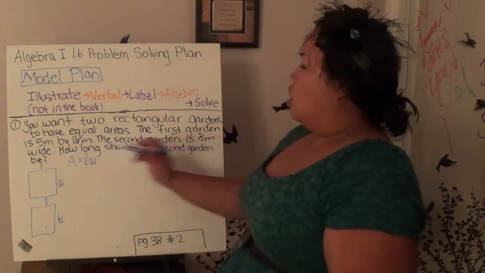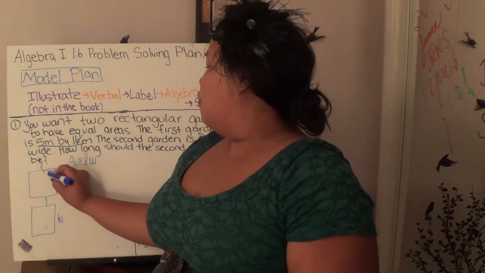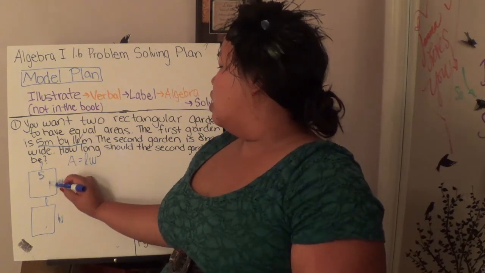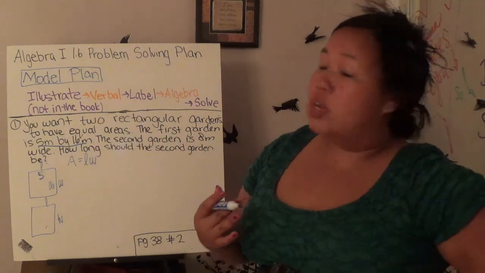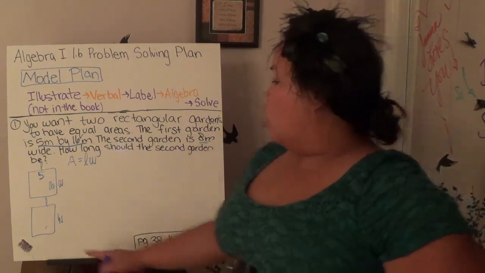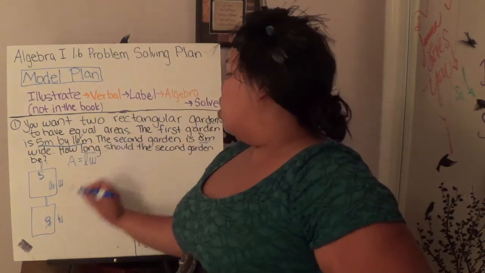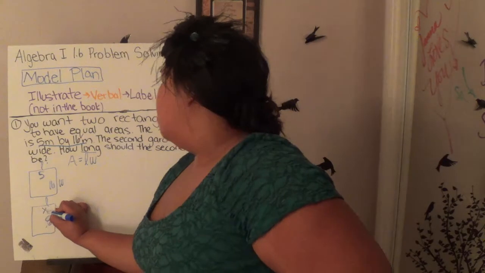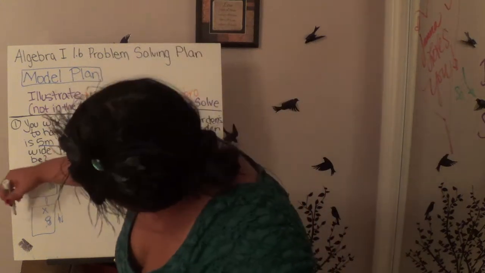The first garden is 5 by 16 meters. It doesn't matter which one I label, but the length is 5 and the other one is 16. Don't forget those meters, because at the end our answer has to be in meters. The second garden is 8 meters wide, so the width here is 8. What's missing? It wants us to find how long. So this L is our unknown, which we can also label x. So here's our first step: we've illustrated.